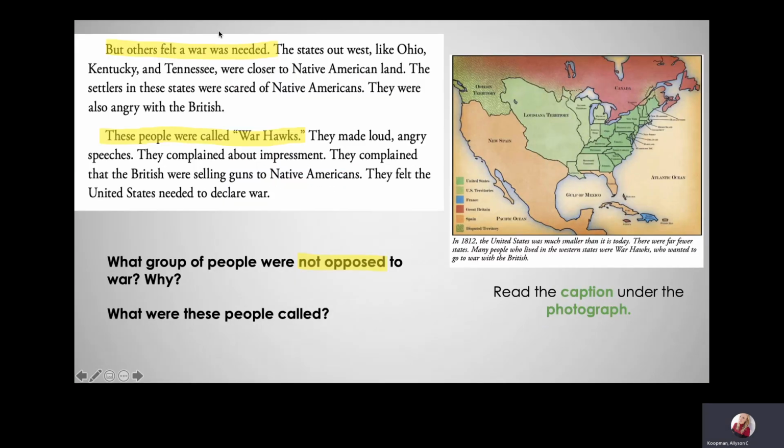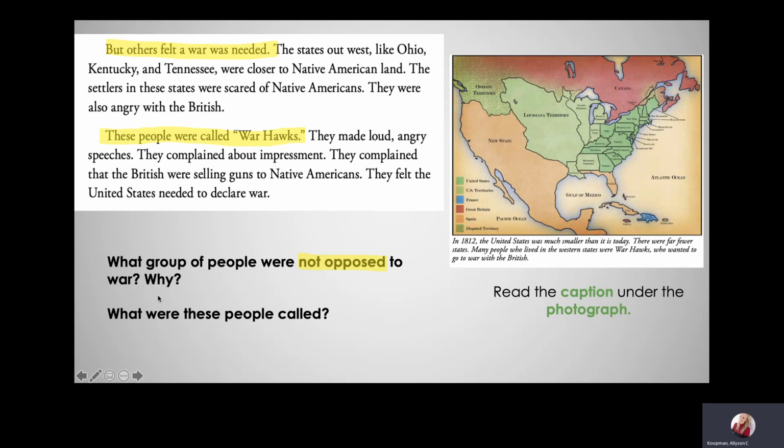Now let's come take a look over here. But others felt a war was needed. Okay, so there are some people who felt differently. The states out west, like Ohio, Kentucky, and Tennessee, were closer to Native American land. The settlers in these states were scared of Native Americans. They were also angry with the British. These people were called war hawks. They made loud, angry speeches. They complained about impressment. They complained that the British were selling guns to Native Americans. They felt the United States needed to declare war.